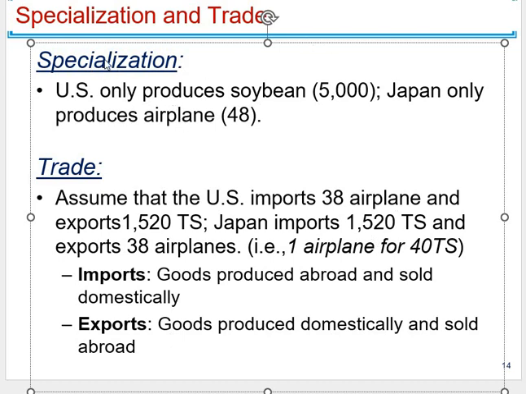But if we only allow for specialization but no trade, then the US could only have soybeans, even though it's so good at growing soybeans, but they still need some airplanes. And the same for Japan. They're good at airplanes, and according to the principle of comparative advantage, they use up all the resources, workers, to produce 48 airplanes. But what do they eat? They eat soybeans. So the only way to make that work is to allow for trade after each country specializes.